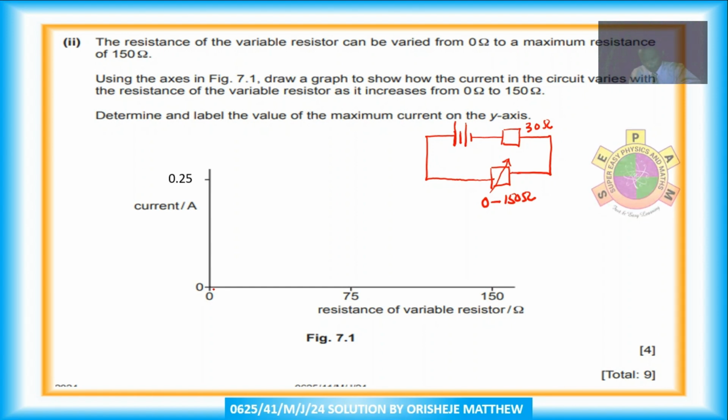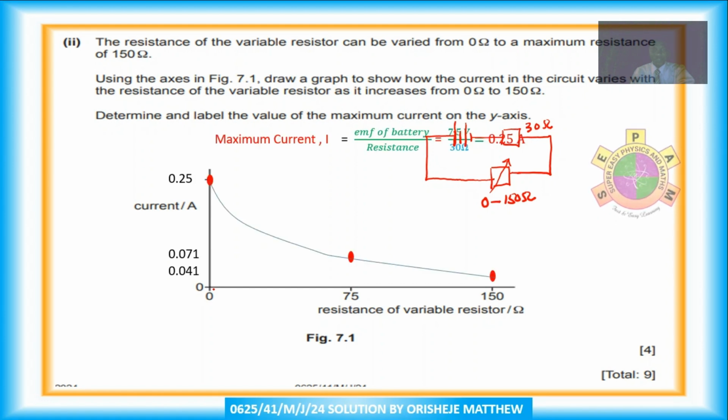That will give a current of 0.25. So now how do we get the current? That is the EMF divided by the resistance. So when the resistance of the variable resistor is 0, the total resistance in this circuit is going to be 30. So 7.5 divided by 30 will give 0.25 ampere.